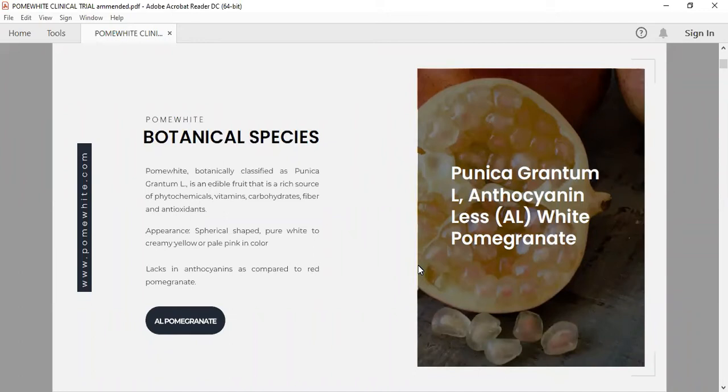Now, how is this absent? Basically, in plants, there are several mutations present which are beneficial to mankind. One such mutation is this anthocyanin-less pomegranate. The wild type of pomegranate is red in color, while its mutated variants are present in so many colors. And among these variants, the most important is the variant in which anthocyanin is completely absent.